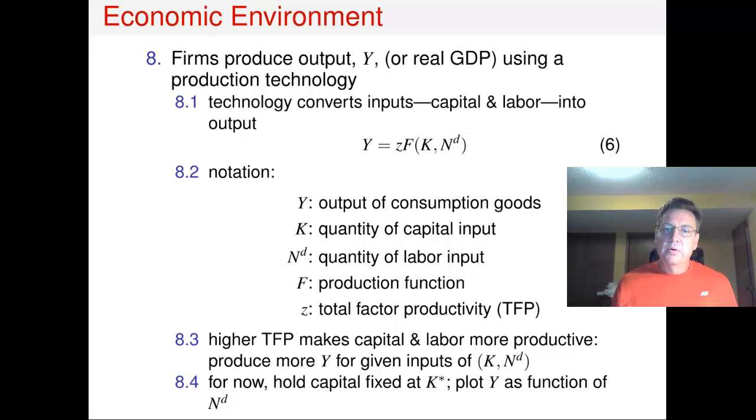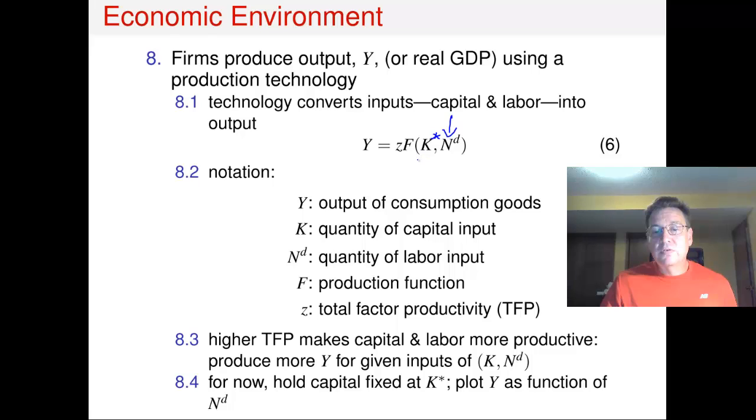Firms hire labor, and they use it in their production technology in order to produce goods. So equation 6 captures the notation that we're going to be using. This is the labor input, and D is supposed to represent labor demand. We're going to treat the capital stock as if it's fixed. It's a constant. We're not deciding how that gets determined.